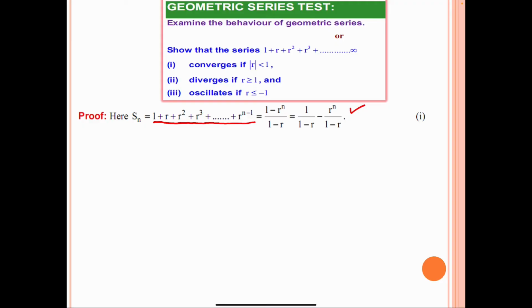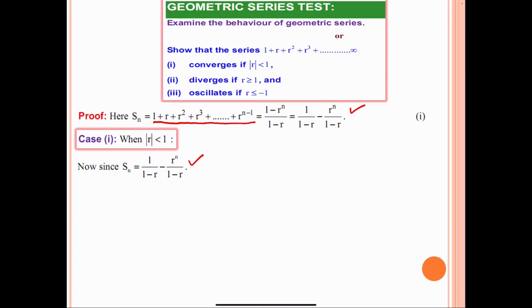तो अब हम इसको प्रूव करेंगे one by one. So case 1 is when we consider magnitude of r is less than 1. Then what is the limit? What is limit n tend to infinity Sn? So find the value of Sn as n tend to infinity in the case when magnitude of r is less than 1. Now see, here Sn is equal to 1 over 1 minus r minus r raised to power n divided by 1 minus r.